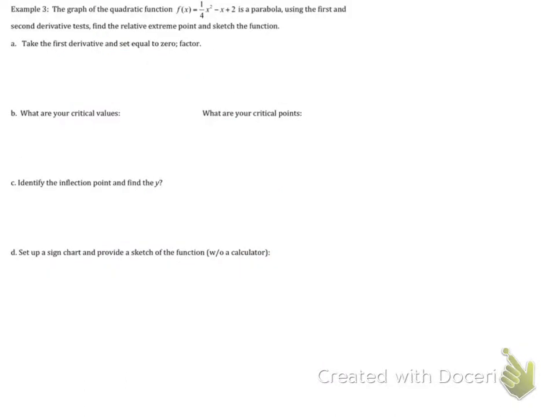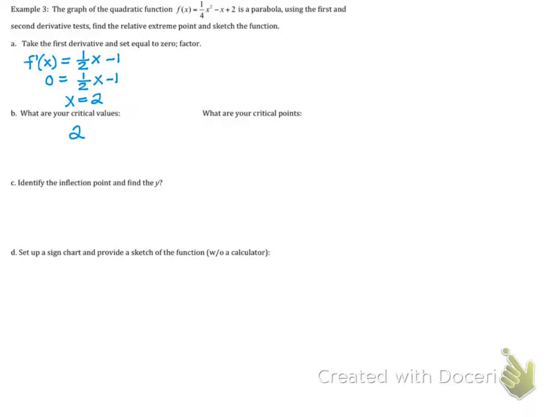Okay, our third example. So here we have a quadratic. So we're going to keep doing the same thing, and our first step is to take the first derivative and set it equal to 0. So the first derivative using the power rule is going to be 1/2 x minus 1. Set it equal to 0. And we get x equals 2. That is our critical value.